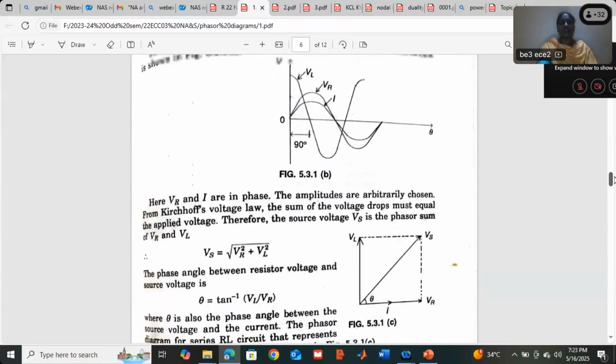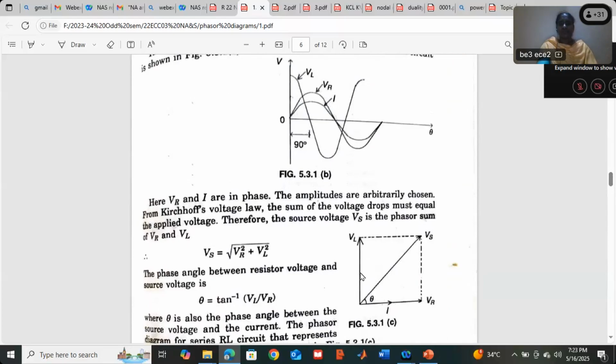Phasor diagram, waveform. Okay. So VR and I, the current and the voltage across the resistor, are in phase. There is no phase difference. 0 degrees is the phase difference between VR and I. You can see both of them are represented on the x-axis only. The phase difference between them is 0 degrees. They are in phase.